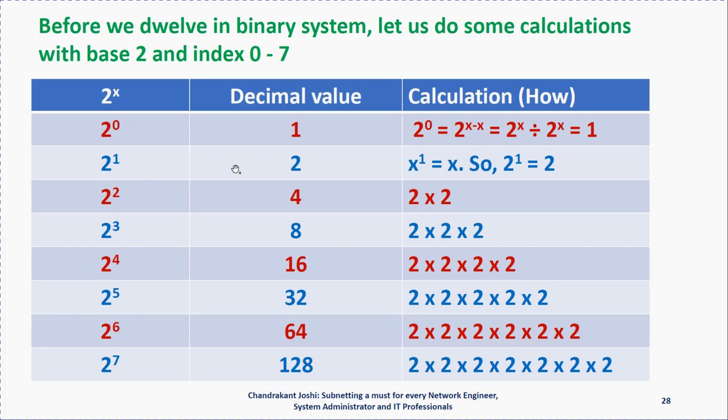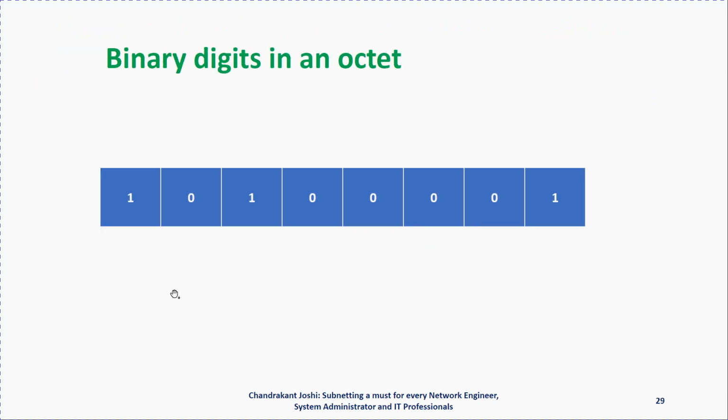Likewise, 2 power 1 is equal to 2, 2 power 2 is equal to 4. When I say 2 power 7, it does not mean 2 times 7, it means 2 is multiplied by itself 7 times. That is how we get 2 power 7 equal to 128. Similarly, 2 power 6 means 2 is multiplied by itself 6 times, not 2 times 6. And that is how we get this one, 64. These are the other examples.